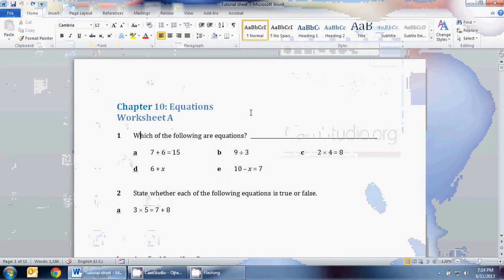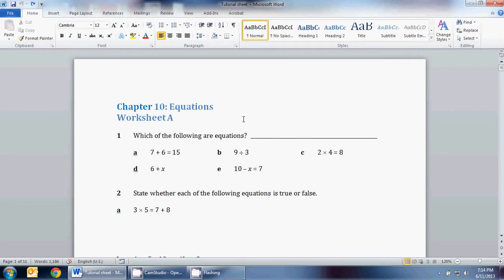Okay, so we're having a look at this tutorial for these two worksheets, which you can get off your Moodle page. So which of the following are equations? The easiest way to find out whether something's an equation or not is to see whether it has an equal sign in it. Three of these ones have an equal sign in it, and obviously they're our answers. So A, E, and C. The other ones, okay, they're not equations, they're expressions. Whenever you have something without an equal sign but it still has an operation, it's an expression.